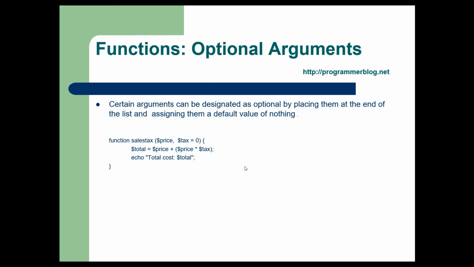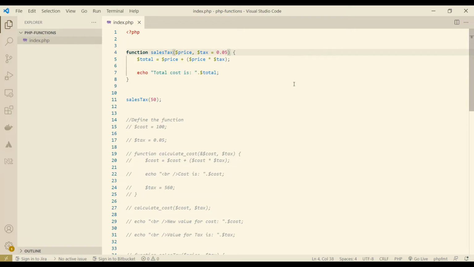Next, let's learn about the optional arguments. Certain arguments can be designated as optional by placing them at the end of the list and assigning them a default value of nothing. In the definition of the sales tax function, we have $price and $tax, and the $tax value is assigned to 0. If we do not pass the value of $tax, the value 0 will be used inside the expression. Let's change the value of $tax to 0.